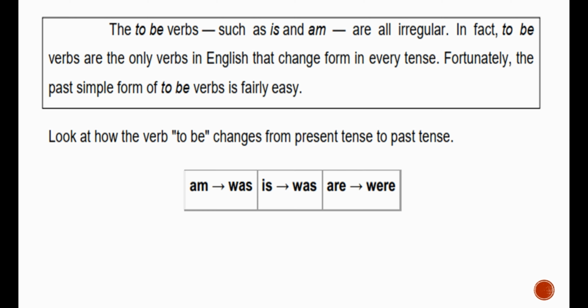The to-be verbs such as is and am are all irregular verbs. In fact, to-be verbs are the only verbs in English that change form in every tense. Fortunately, the past simple form of to-be verbs is fairly easy. Look at how the verb to be changes from present tense to past tense. Am, was, is, was, are, were.